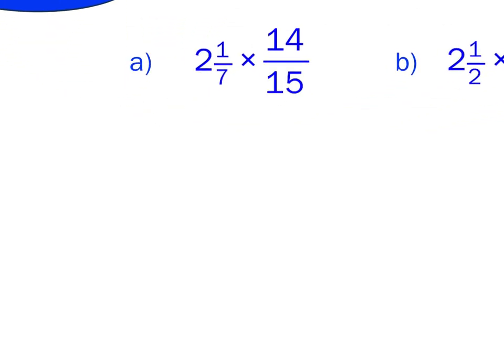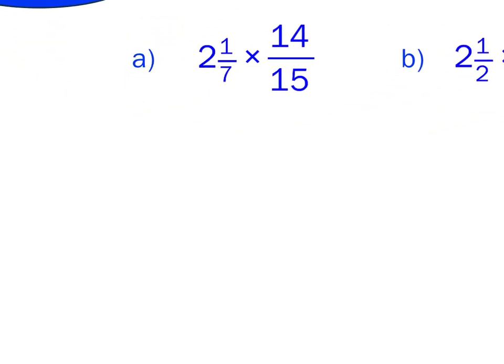So for this question right here, we are going to write this as an improper fraction. What would it be? 15 over 7. Very good. So 15 over 7 times 14 over 15.